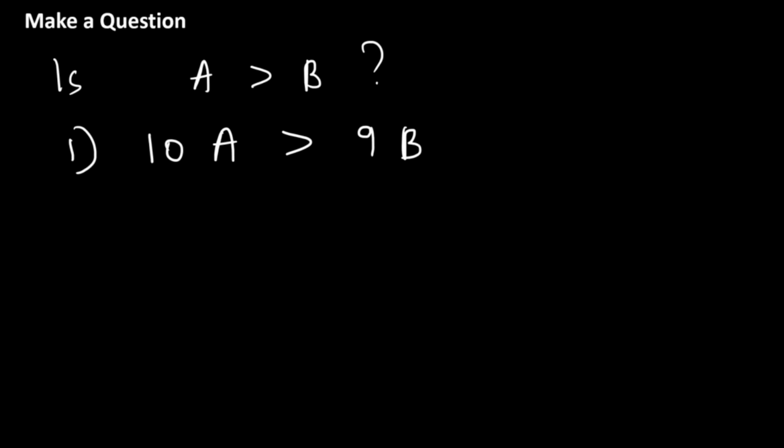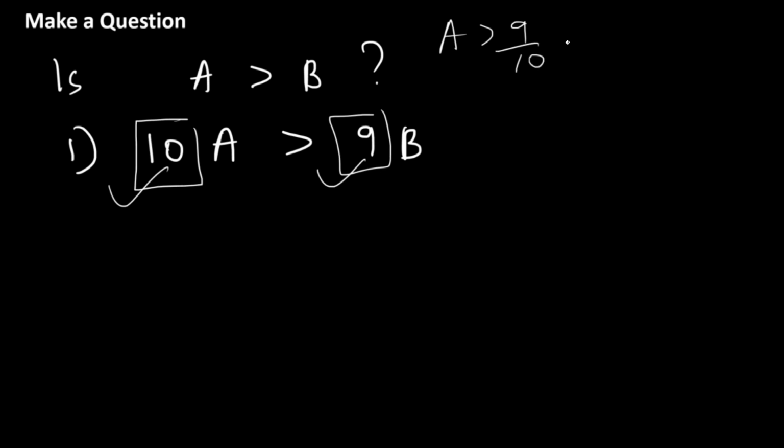Now, let's say the question is: is A greater than B? One statement that I'm creating for myself is that 10A is greater than 9B. I could have taken anything over here. If I just take, say, 5A is greater than 3B, anything, just that this value over here is greater than this value over here. Now, from 10A greater than 9B, I can just find that A is greater than 9 by 10B, right? So I cannot know whether A is greater than B or not, based on the same logic that we saw before. So when you create a question, you can write 10A greater than 9B, or you can say 2A greater than B, anything works.